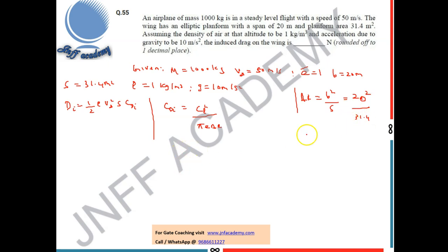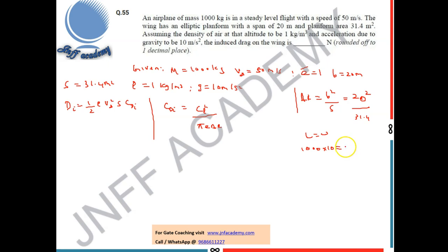What is CL? To calculate CL, they have given the information of mass. They clearly say it is steady level flight, which means cruising. So L is equal to W. But they have given mass, so L becomes mass into acceleration due to gravity. So 1000 into 10, because you have to get the weight of the aircraft. Why are we doing this? Because we have to calculate CL.